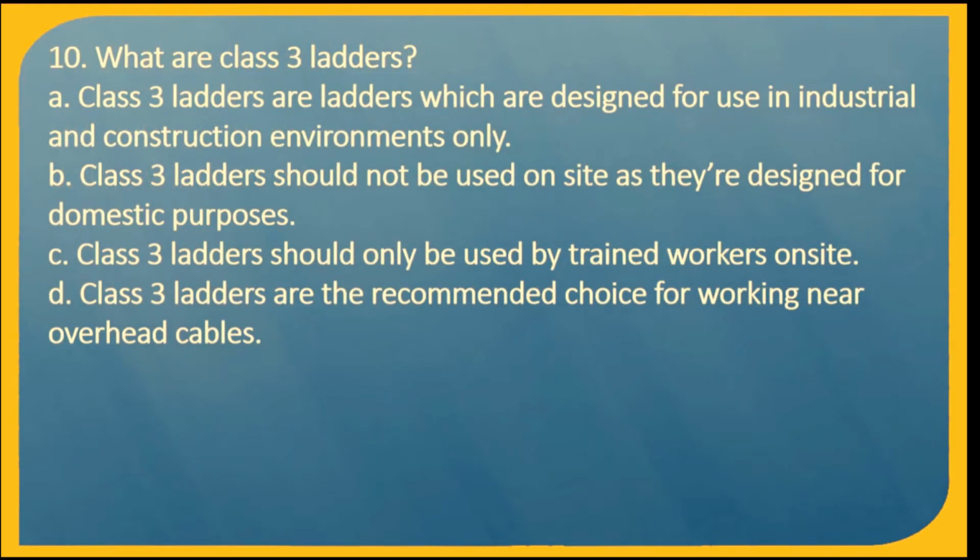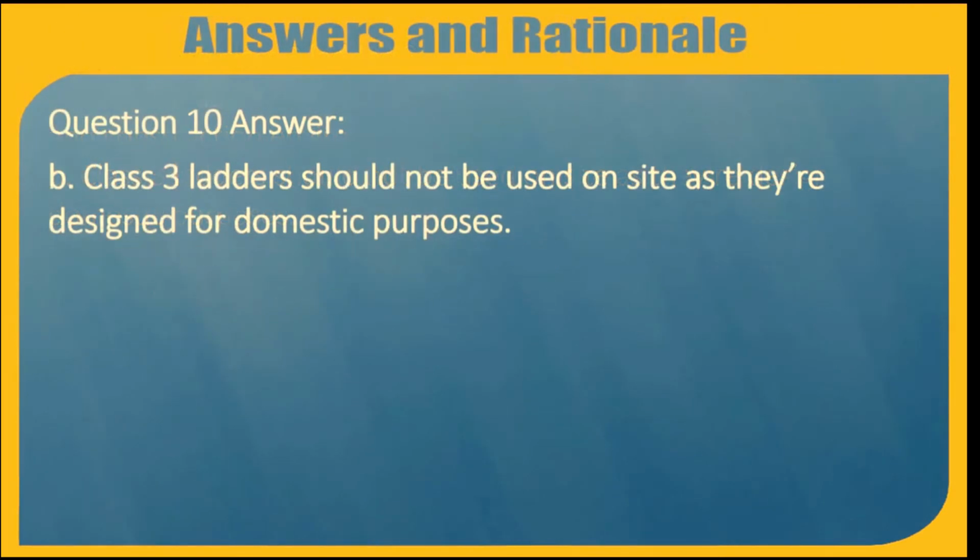Question 10. What are Class 3 ladders? A. Class 3 ladders are ladders which are designed for use in industrial and construction environments only. B. Class 3 ladders should not be used on-site as they're designed for domestic purposes. C. Class 3 ladders should only be used by trained workers on-site. D. Class 3 ladders are the recommended choice for working near overhead cables. Question 10 answer, B. Class 3 ladders should not be used on-site as they're designed for domestic purposes.